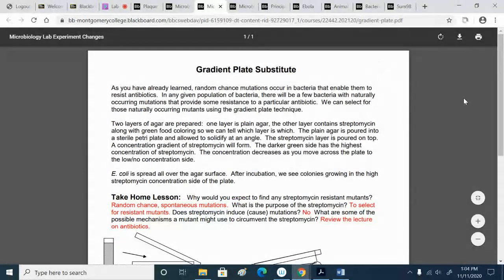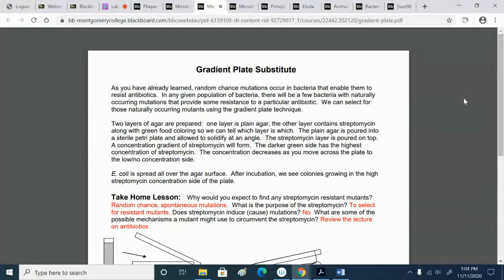So we're going to be talking about two experiments today. One is the gradient plate for the isolation of streptomycin-resistant mutants, and the other is the bacteriophage plaque assay. But we'll start with the gradient plate first.